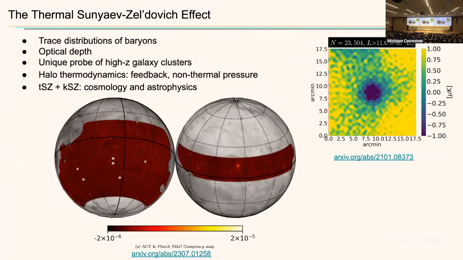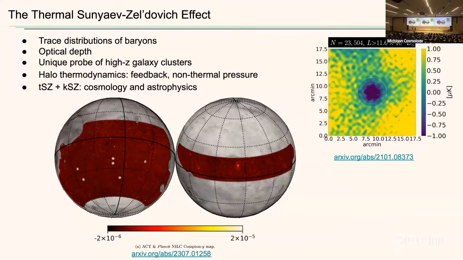I mentioned that the Compton Y signature is not just relegated to groups and clusters, but is across the sky. You can trace the distributions of baryons across the sky by measuring the TSZ effect and give a measure of optical depth. And this, again, is not to be confused necessarily with the optical depth to reionization. Sometimes we were talking about individual objects. The TSZ effect is a unique probe of high redshift galaxy clusters because it is a largely redshift independent effect.